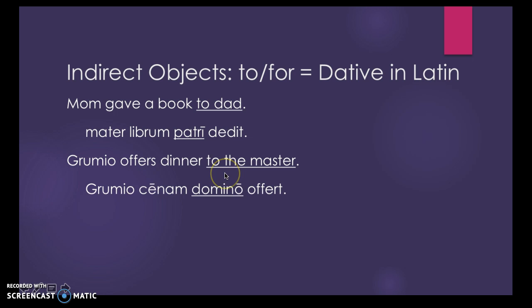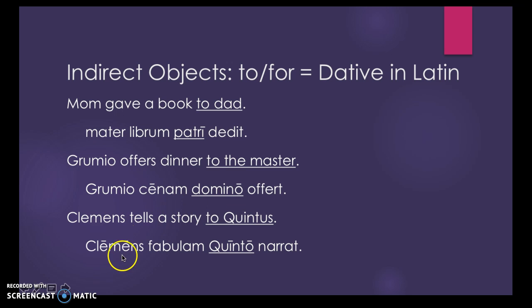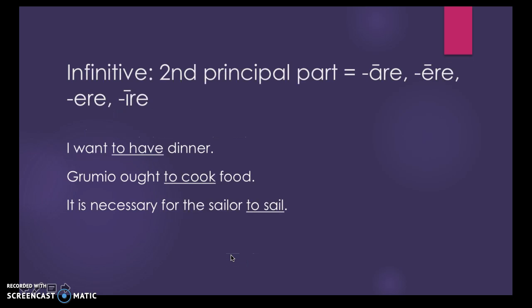Grumio offers dinner to the master. "Grumio caenam domino offert." Grumio is in the nominative, he's the subject. Caenam is directly receiving the action of the verb, it's what's being offered. The master is indirectly receiving the action of the verb. Clemens tells a story to Quintus. "Clemens fabulam Quinto narrat." Clemens is nominative, the subject. Fabulam is accusative, the direct object. Quinto is dative, the indirect object.